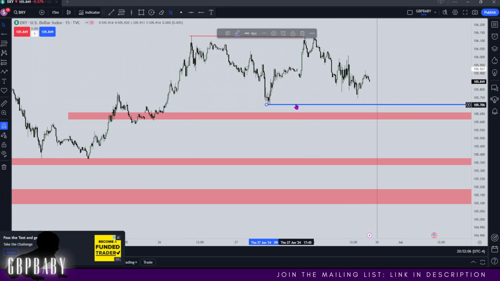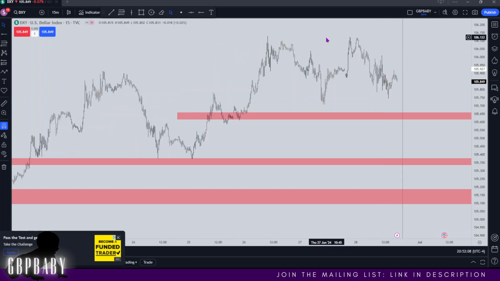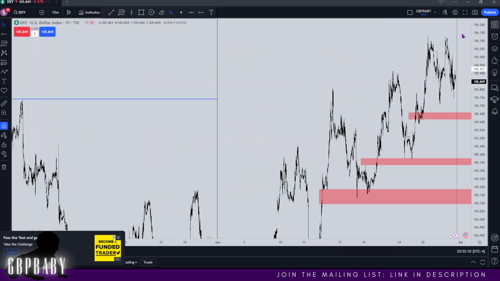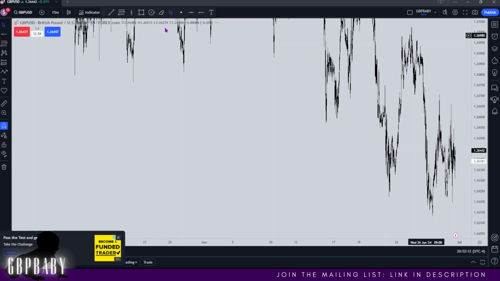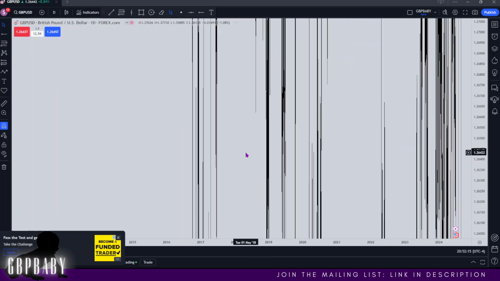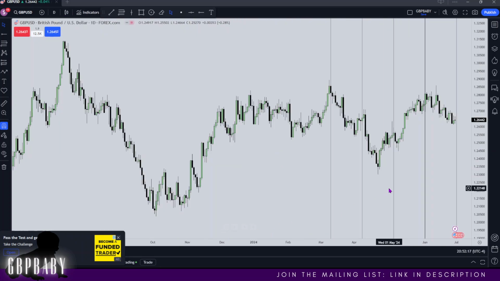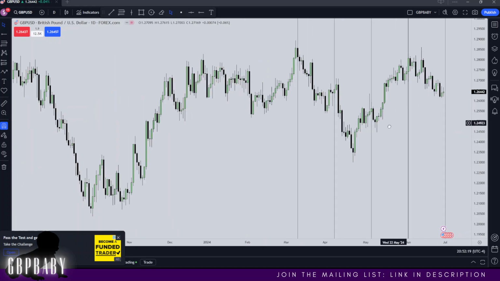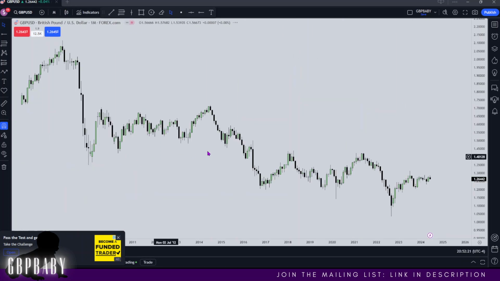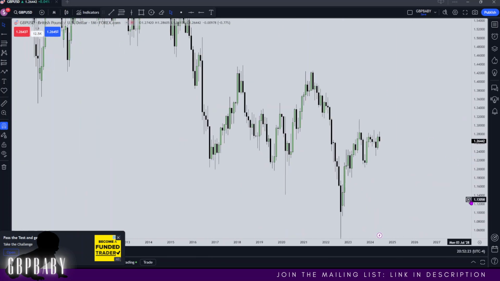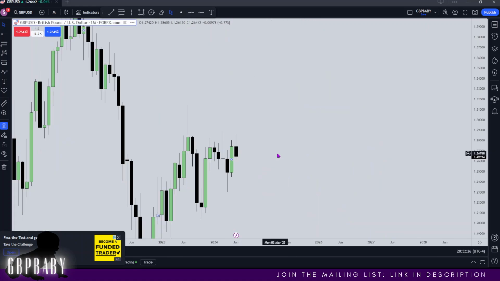So yeah, that's the IPDA data range on dollar. Let's take a look at the IPDA data range on pound. Start on the daily here as well. Now, pound, let's go on the monthly. Actually, I haven't seen it. Pound's had an interesting month.